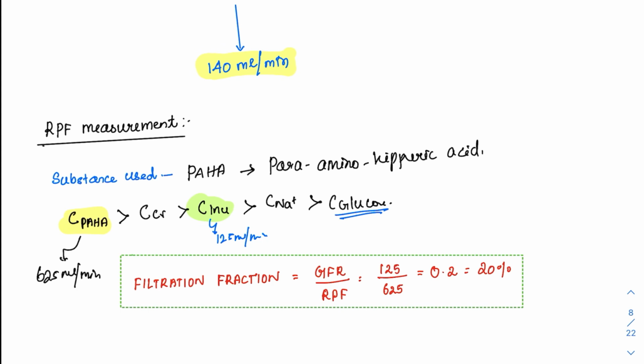Then coming to another term, that is filtration fraction. Fraction means how much percentage of the total renal plasma flow is filtered. How will you identify? It is GFR by renal plasma flow. That is 125 by 625, which gives us 0.2, which means 20%. The 20% of renal plasma flow is our GFR. So that is the filtration fraction. So this brings us to the measurement of GFR. All these are the things used to measure GFR and renal plasma flow. You have to remember all the substances.